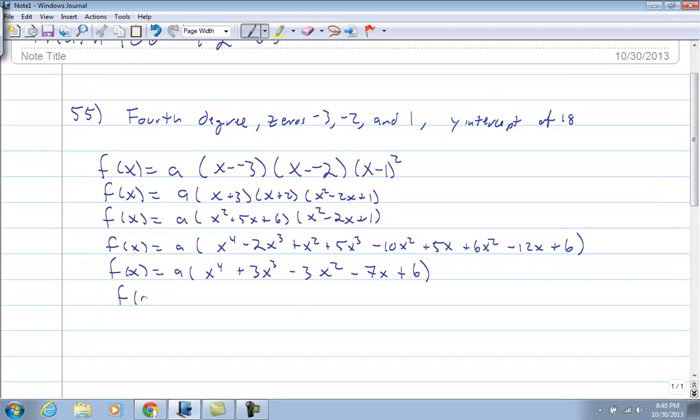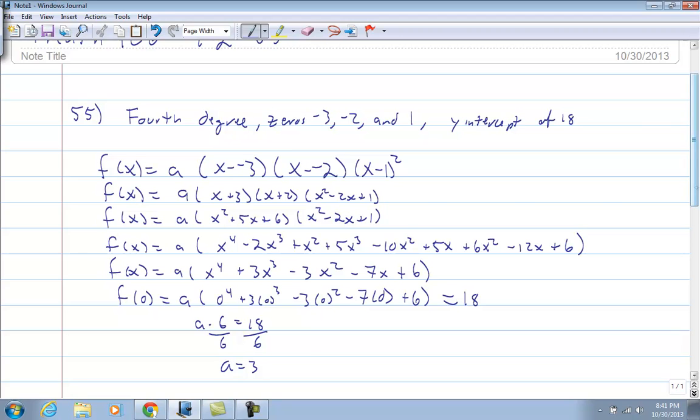Now, if we look at f of 0, we're going to have a times 0 to the fourth plus 3 times 0 cubed minus 3 times 0 squared minus 7 times 0 plus 6. And that's going to be 18 because that's our y-intercept. When x is 0, y is 18. That means that a times 6, because 0 plus 0 minus 0 minus 0 plus 6 is 6, equals 18. Dividing by 6, a equals 3.